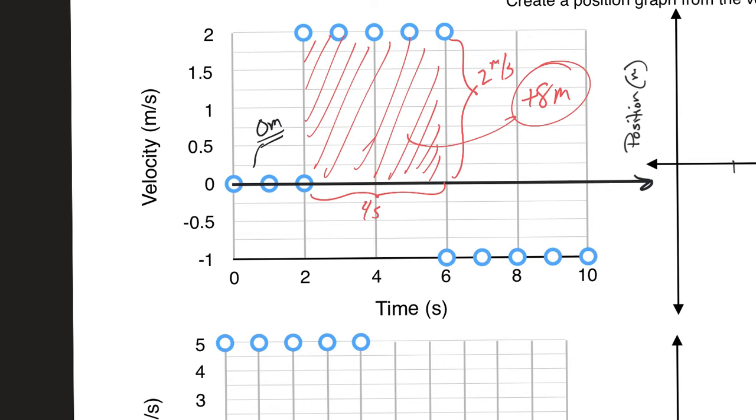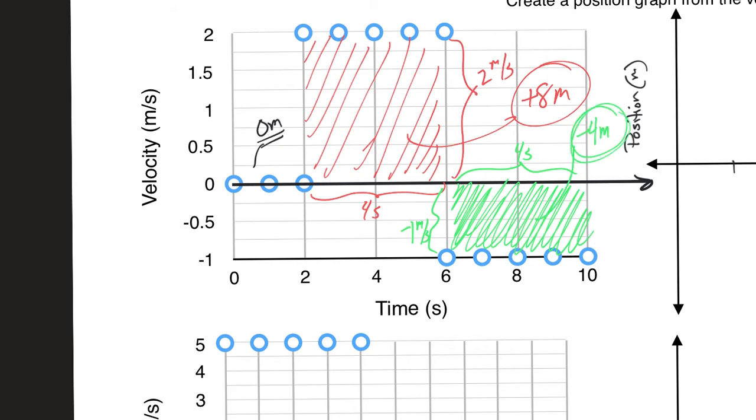In the next interval, my area is bounded by the curve and the horizontal axis. Careful how you do this. The axis is key. The curve is the other boundary. So some people shade all of this in, but that's not true. It's only the area between the curve and the axis. This is also a 4-second interval, but in this case, the height is -1 meter per second. So this section has a displacement of -4 meters.